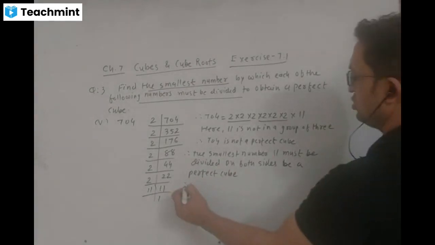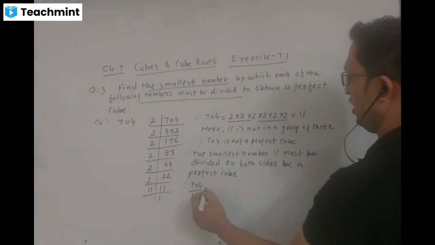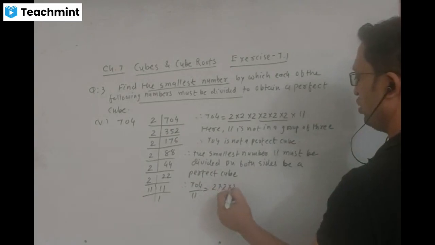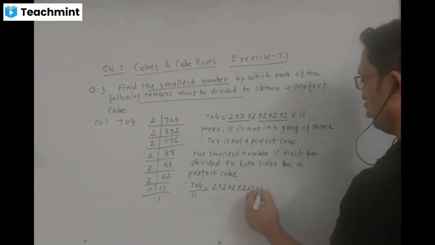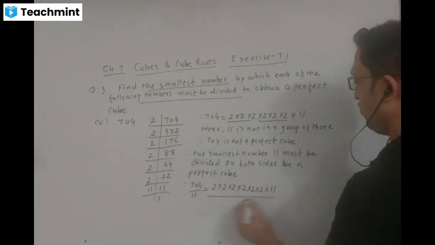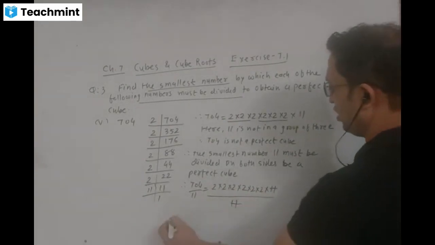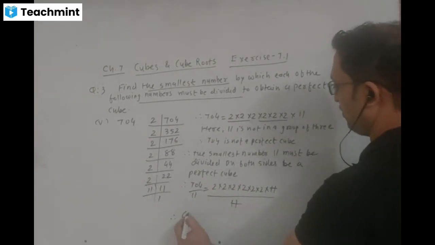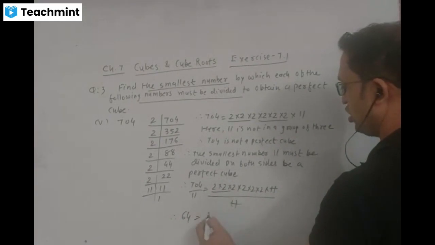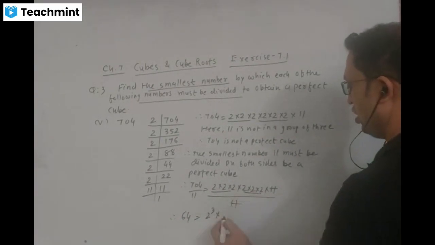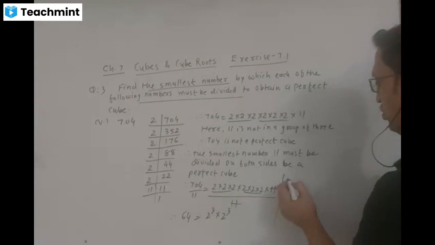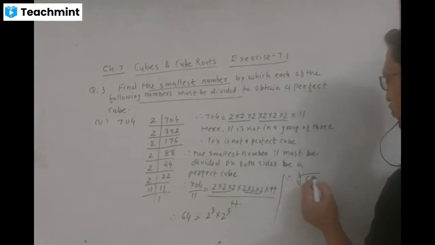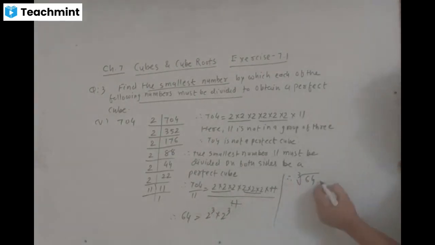Therefore, 704 divided by 11. 2 into 2 into 2 into 2 into 2 into 2 into 11 divided by 11. 11 cancels. And 704 by 11, that is 64. And that is 2 raised to 3. Therefore, cube root of 64, 2 multiply 2, that is equal to 4. And that is the final answer.